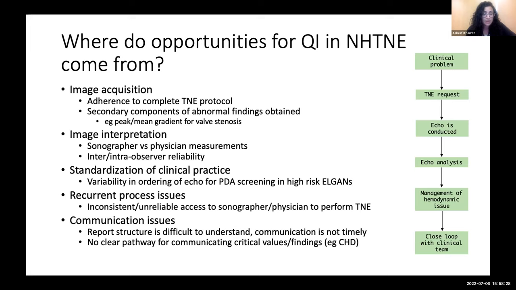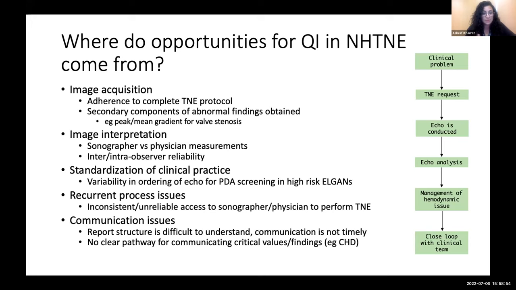So for example, you need to have a streamlined way of being able to access your TNE service or the sonographer or the physician. If you are running an 8-to-5 service or a 9-to-5 service, there needs to be a way that that service is accessible, not just random here or there where people have difficulties accessing your TNE physician. So if that's the service that you've provided, there has to be a reliability related to it.